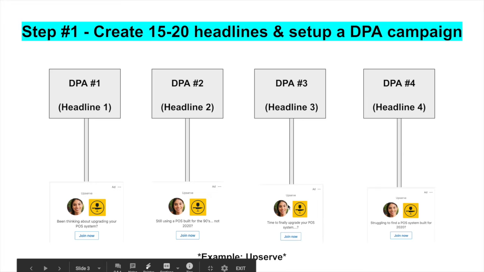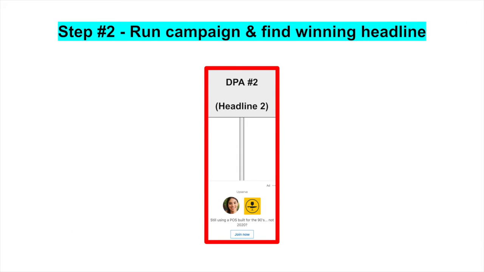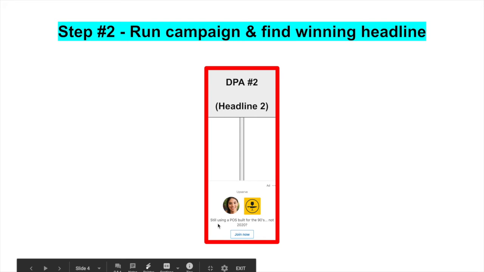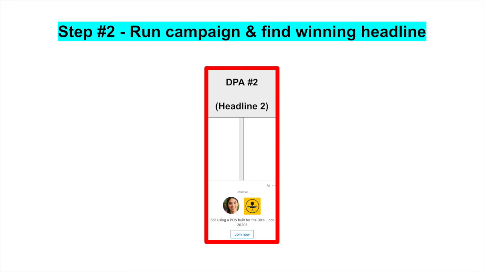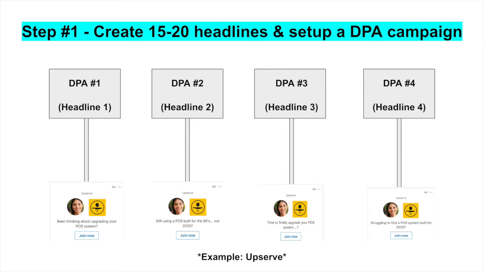So by using these campaigns, and by testing lots of different headlines very, very quickly, we're able to understand, okay, maybe if it goes to number two, headline number two, ad number two, the headline that reads "Still using a POS system built for the 90s, not 2020." Maybe we identify that that's the best angle, the best headline that we want to run with. So really the point of doing this is we're trying to understand the pain of the market.